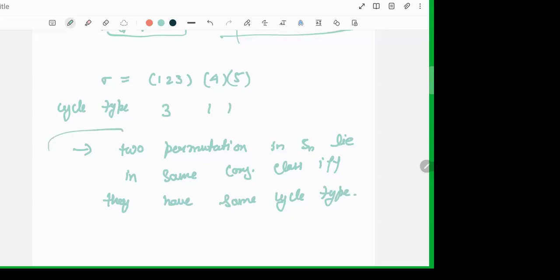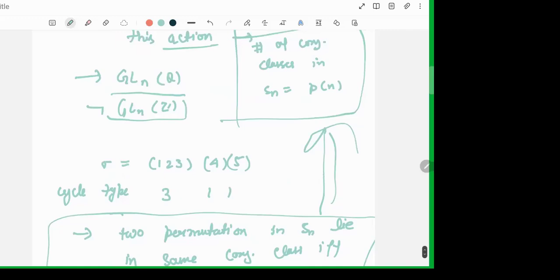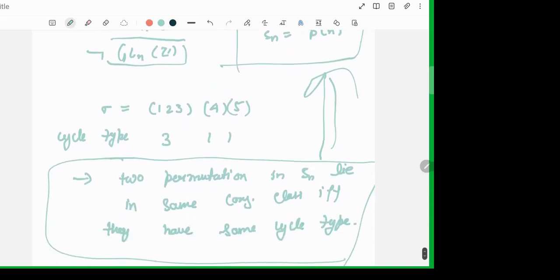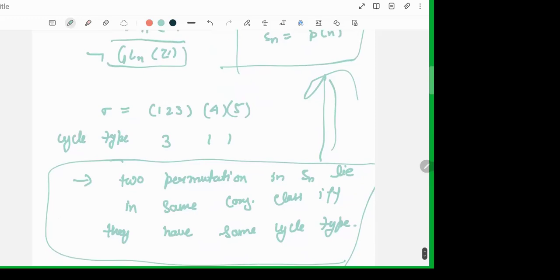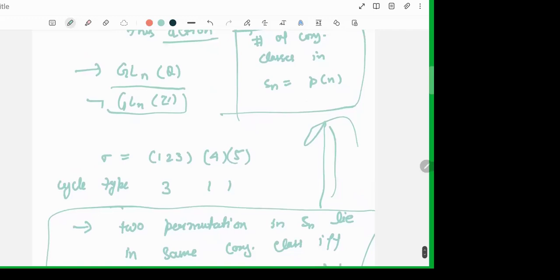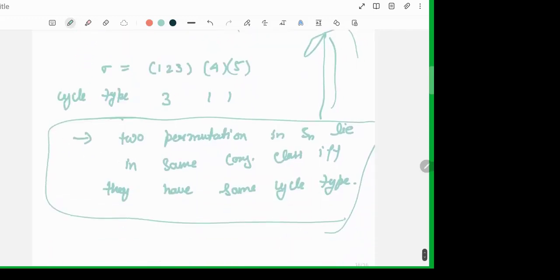If you prove this theorem, then the previous one is obvious. This will imply this. Two permutations in Sn lie in the same conjugacy class if and only if they have the same cycle type. This one will imply the previous one, since cycle types correspond to partitions, basically.